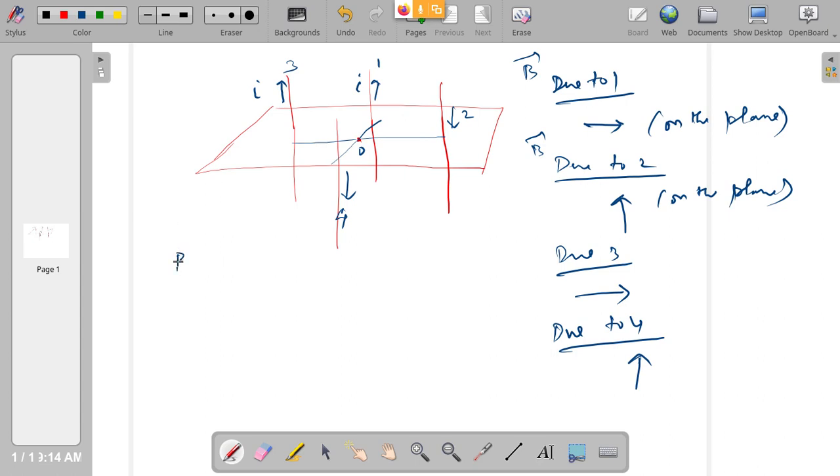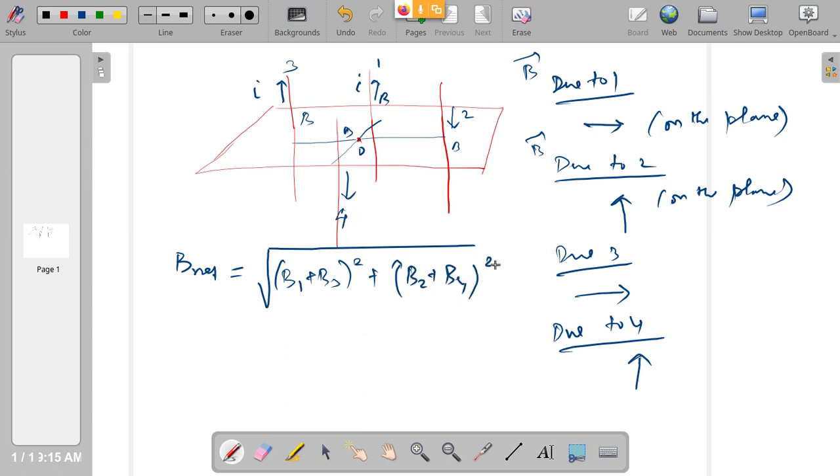So net magnetic field, we need not even calculate the magnetic field. They are telling the magnetic field due to each wire is B. B, B, B, B. What is the net magnetic field due to all the 4 B's at the origin? Let us call that B net. That is equal to square root of, because we are taking modulus of the 4 vectors. So 2 vectors are in one direction, they are 1 and 3. So B1 plus B3 whole square plus 2 and 4 are in one direction, so B2 plus B4 vectors whole square. This is the modulus for the combined resultant vector.